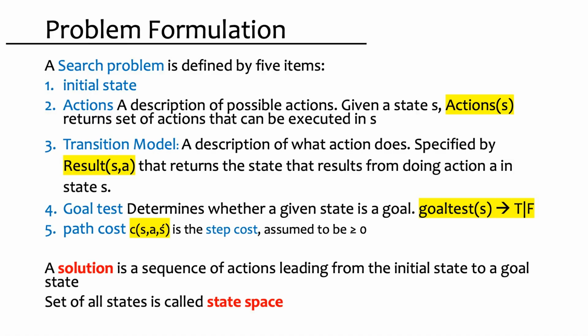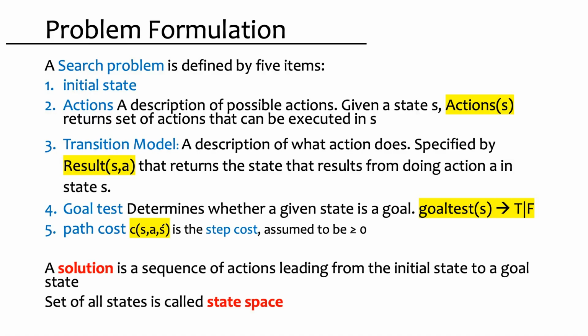The third component is the transition model, which tells the agent what state it will reach if it takes a particular action from a given state. We'll define a result function for this. The result function takes a state S and an action A as input, and it returns the resultant state S dash after applying that action. For instance, if the agent is in Arad and takes the action go to Zerind, the result function would tell it that the new state is Zerind. In the puzzle, if the agent is in a particular tile arrangement and chooses to move the 5 to the right, the result function would return the new arrangement of tiles.